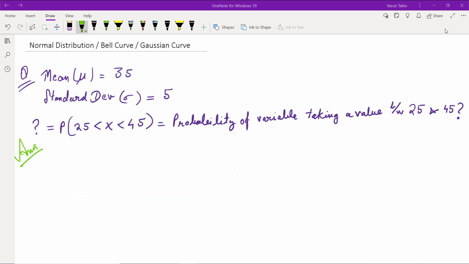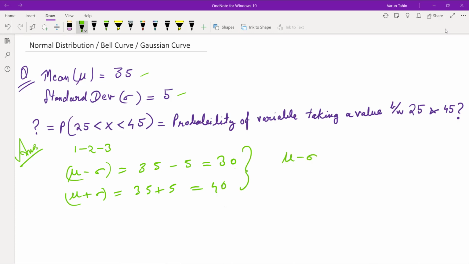Now let's solve some examples using things we already know. Let's say that we have a normal distribution with a mean of 35 and a standard deviation of 5, and we have to calculate the probability of a variable taking a value between 25 and 45. Using the 1 to 3 rule which we have seen earlier, we will calculate the various checkpoints, which is mu minus sigma, that is 35 minus 5, which is 30, then mu plus sigma, which is 35 plus 5, which is 40. So this falls under mu minus sigma and mu plus sigma, which is the probability of having x between 30 and 40, which we have seen earlier is 68%.